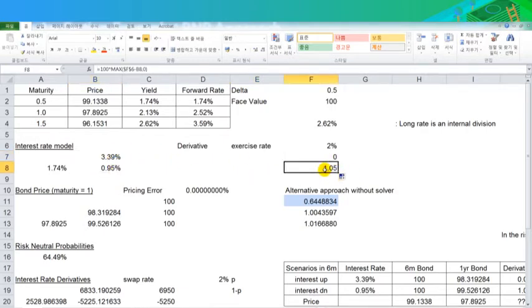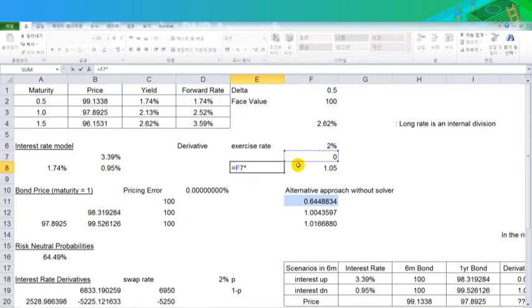Then what is the value of this contract today? Well, now it is easy. We now know this one occurs with RNP, or risk neutral probability, of 64.49%. So the expected value is this one multiplied by RNP plus this one multiplied by 1 minus RNP. So it is the expected value, but it is the expected value 6 months later, so we have to discount it back with 1.74%.